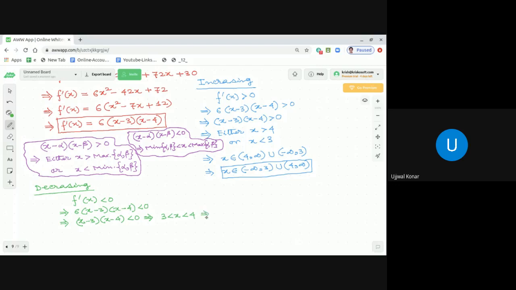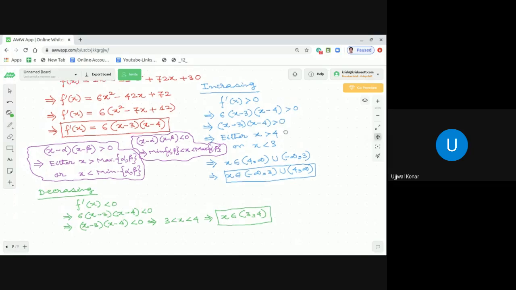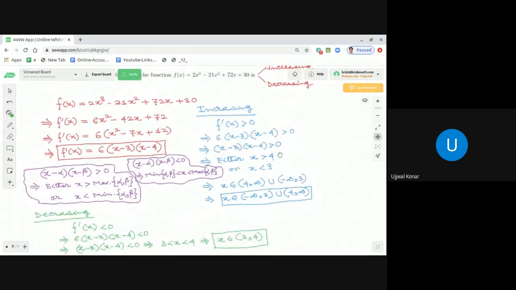That implies x belongs to the open interval (3, 4). So when x belongs to the open interval (3, 4), the function f(x) as given in the question is a decreasing function. And what you found earlier, which is there in the blue color, dear students, is that when x is from minus infinity to 3 or from 4 to infinity, we can say the function is increasing. That is well understood, dear students. I hope it is absolutely clear.